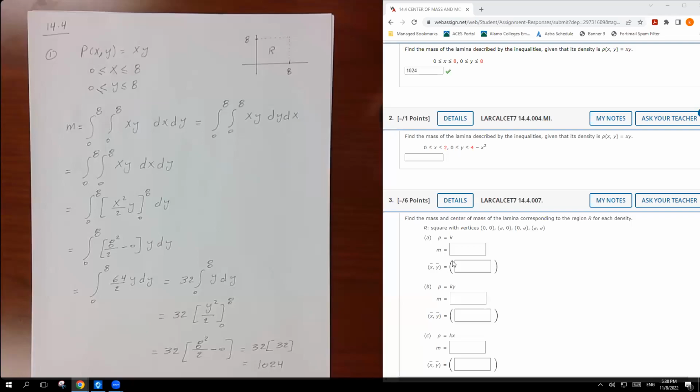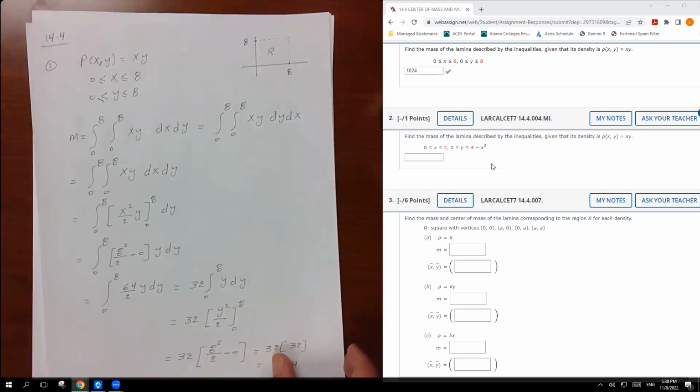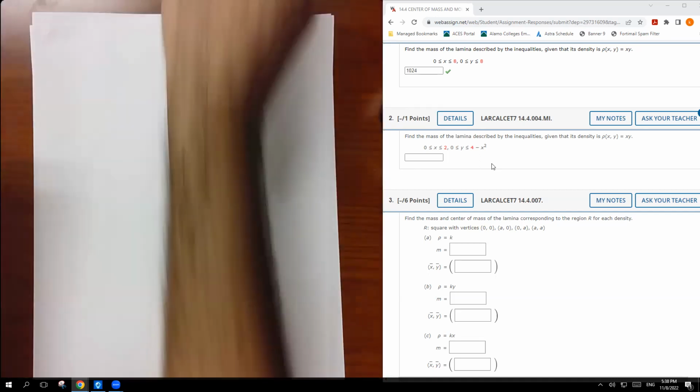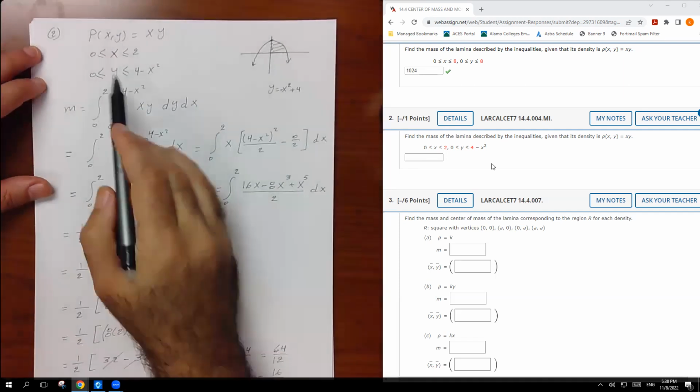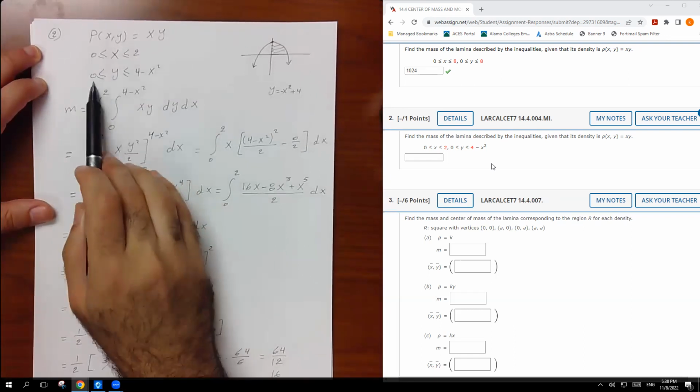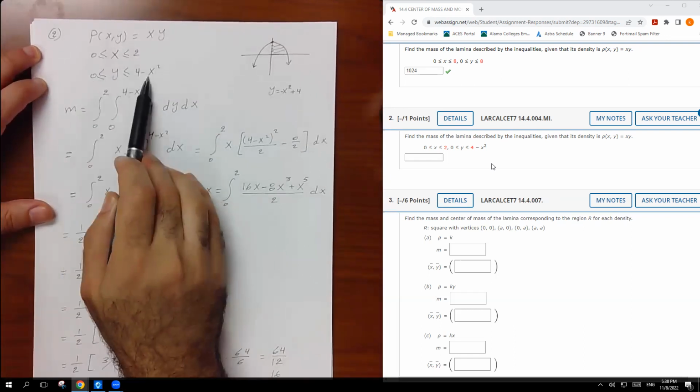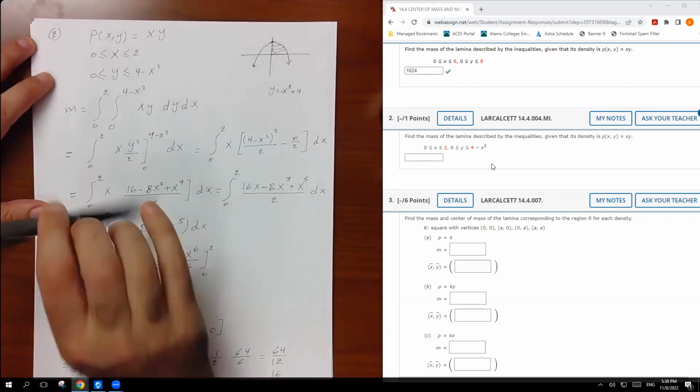Here we go. Let's go to example 2. Exactly the same thing. Our density function is xy, and x between 0 and 2, but y between 0 and 4 minus x squared. So let's check. The second one is going to be x between 0 and 2, and y between 0 and 4 minus x squared.